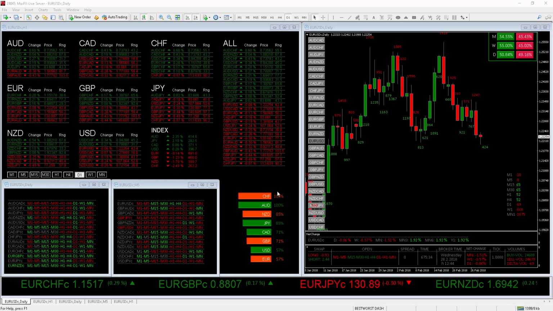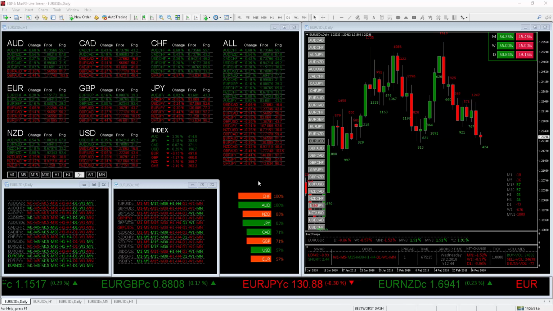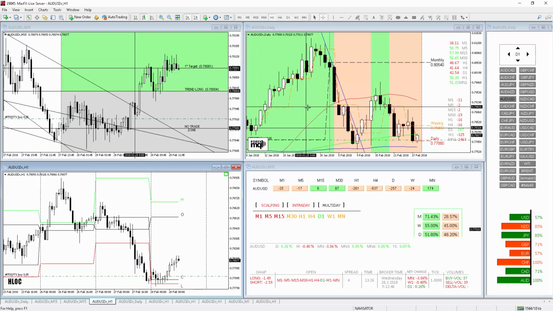The power strength gives us the Swiss franc 100% short and the Australian dollar 100% long. We have high percentages on the New Zealand dollar and the yen, respectively 85% short and 85% long. The best trades so far in the forex market are Aussie Swiss franc ahead by 0.60% and Swiss franc yen losing 0.58%. Now let's go to the charts to analyze the majors.